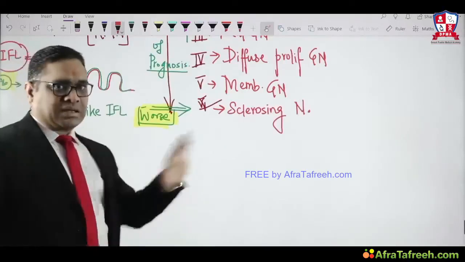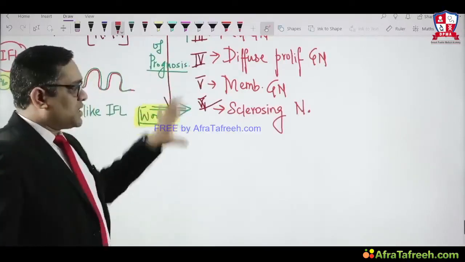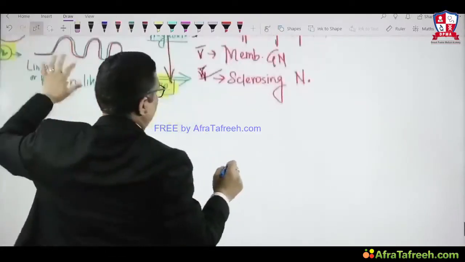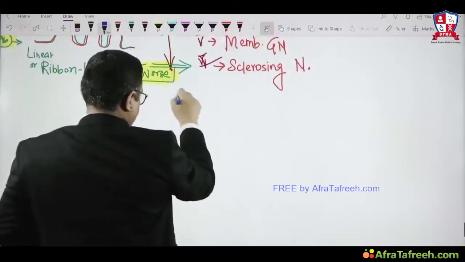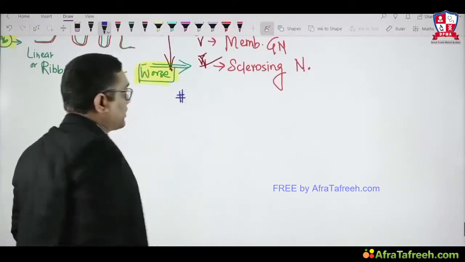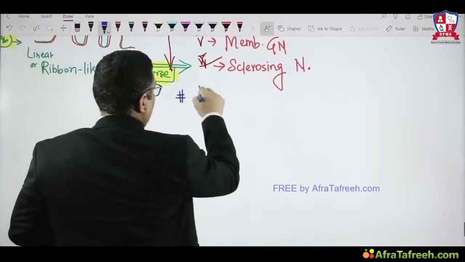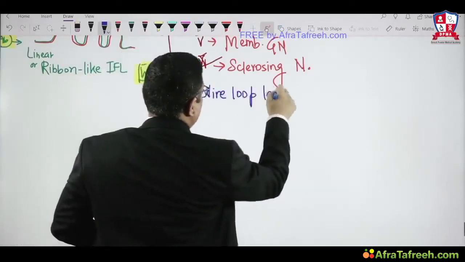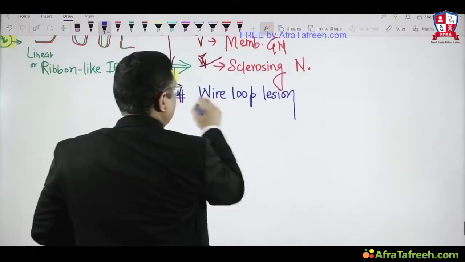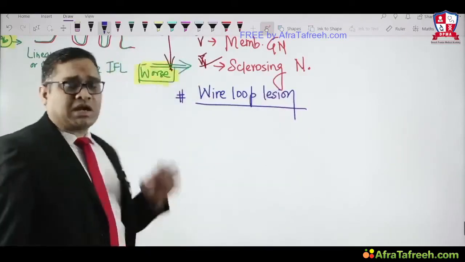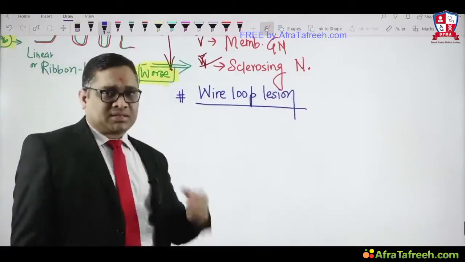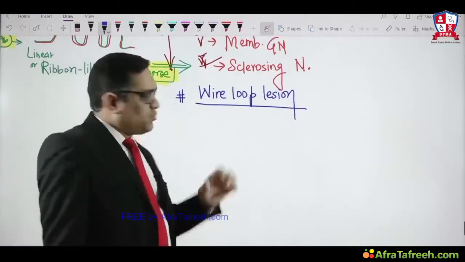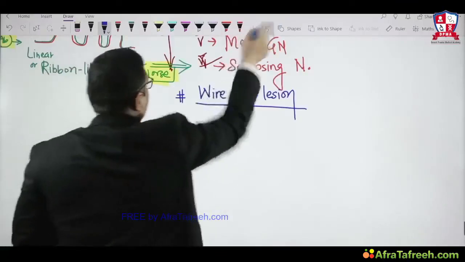So these are the 6 classes of lupus nephritis which we are watching here, right? After seeing these 6 classes, the number 1 important thing I want to show you is the wire loop lesion. What do you mean by wire loop lesion? Where will you find them, what is their clinical feature, and what is their clinical relevance? These 3 things are very important. First we will see what the wire loop lesion is.